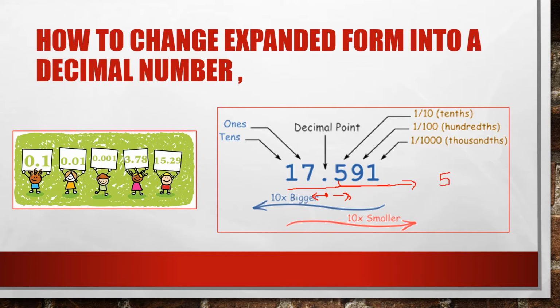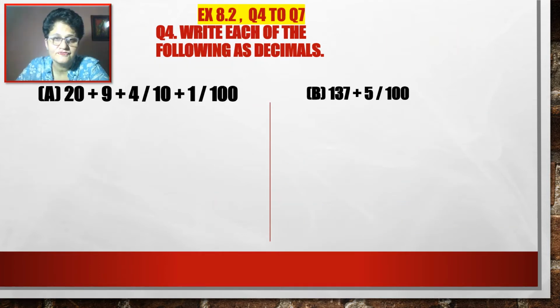That is the value. Okay, and then if you have to write 9, what is the place value of 9? Yes, you're right. Place value of 9 will be 9 upon hundreds. So with this, we will begin now to learn that if we have the number in expanded form, how we are going to convert it into a decimal number. So children, let's begin the exercise now. This is exercise 8.2, question number 4 to 7, and let's begin with question number 4.